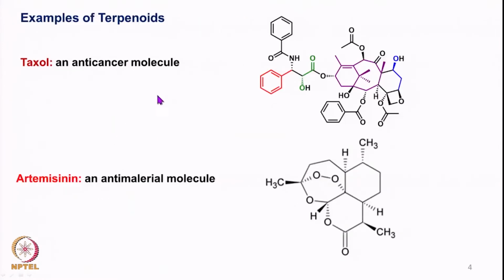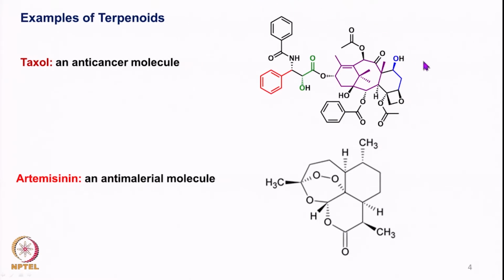Then we have an example of terpenoid. Now this is a very interesting molecule which is called Taxol. It is an anti-cancer molecule, a very important anti-cancer molecule. The structure of Taxol is like this, it is one of the natural products isolated from a tree called the yew tree, and as you can see that there are 3 rings here, the fourth one is an oxygen containing ring, then of course we have a side chain here.